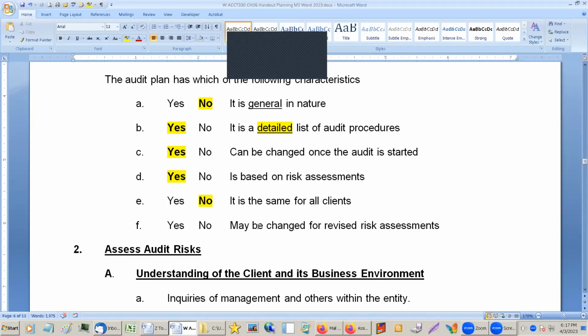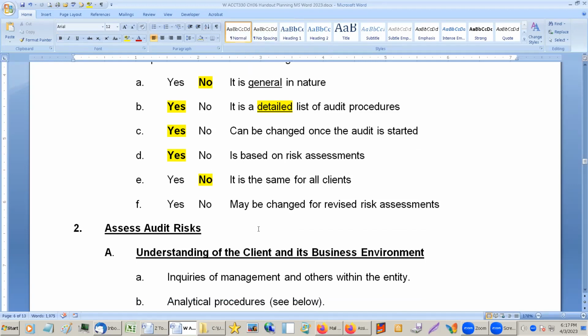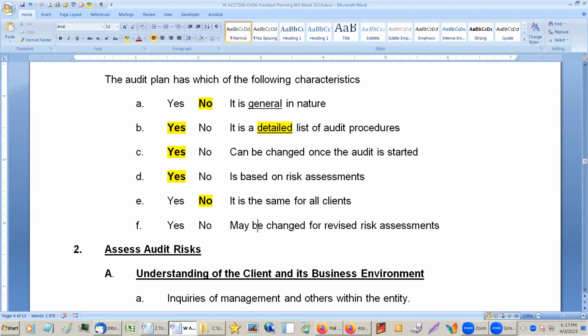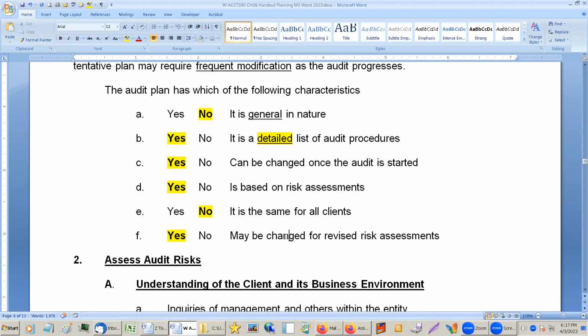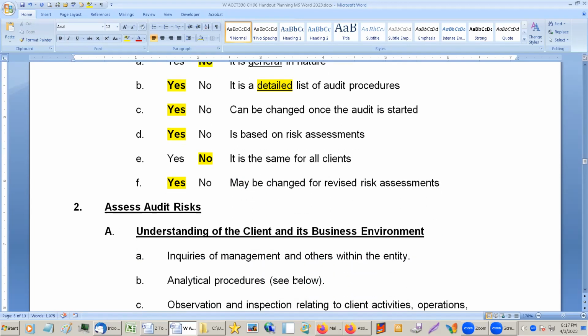Maybe changed for revised risk assessments. Yeah, if you discover there's a risk that you have to look into, then you'll revise your plan. Or sometimes maybe there isn't a risk. Maybe you're testing some division that isn't even there anymore, so you change your risk division.